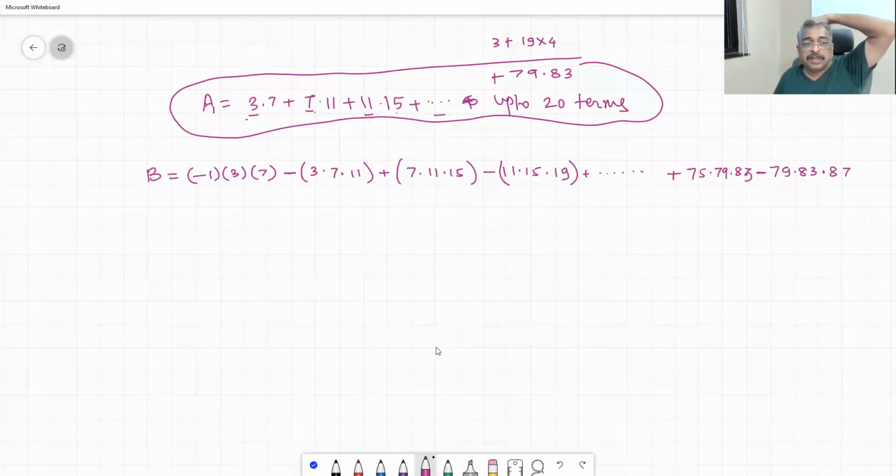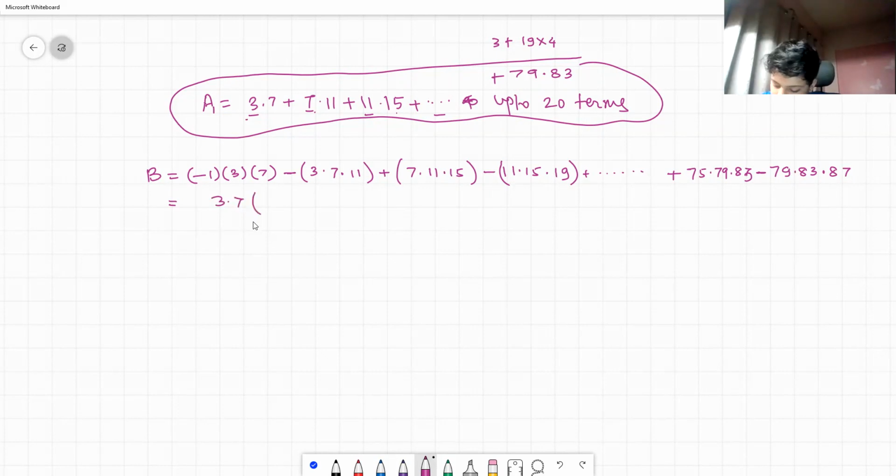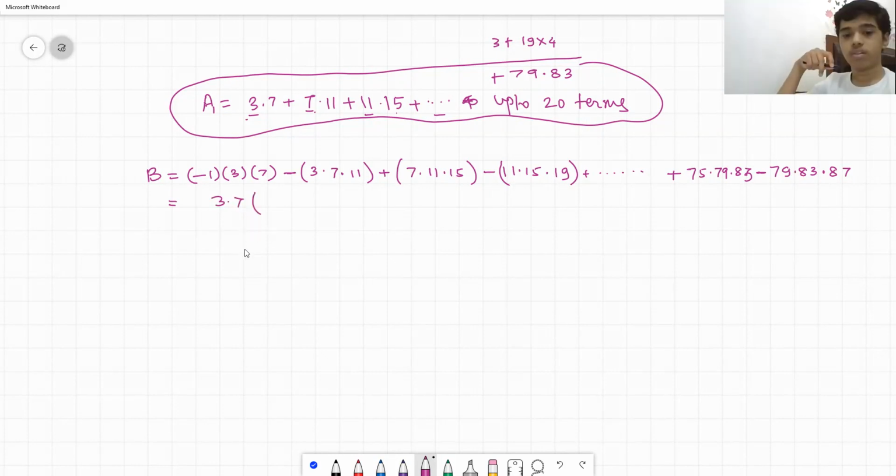So in that case, look at this. What am I trying to do? From the first two terms, can I take 3 into 7 common? Yes, sir. What will go inside? -1, -11.